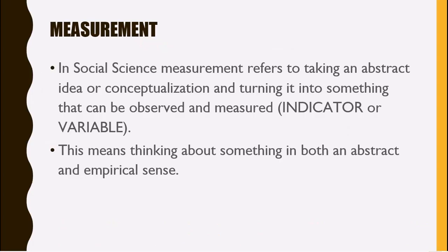When we talk about measurement in the social sciences, we're talking about taking an abstract idea or concept, such as the variables you identified in your research question and hypothesis, and narrowly defining those terms and turning them into something that can be actually observed and measured, turning them into an indicator or variable. This means thinking about something in both an abstract and empirical sense. Essentially, how can we take the terms you used in your question and hypothesis and turn them into something we can actually go and record, observe, or measure?